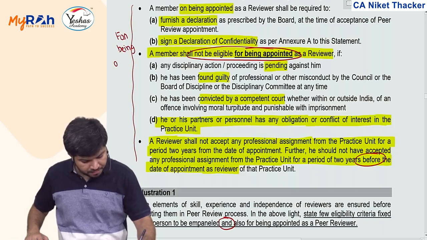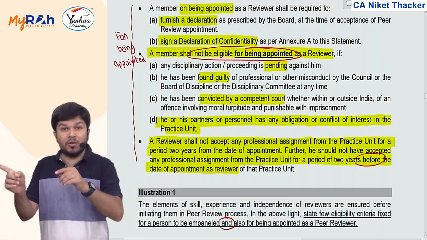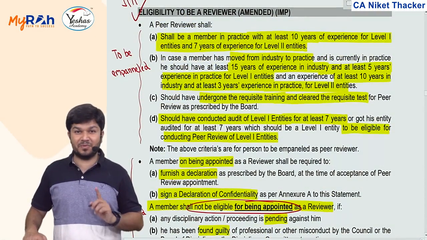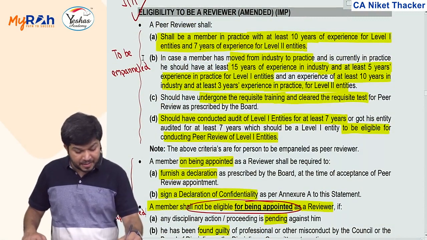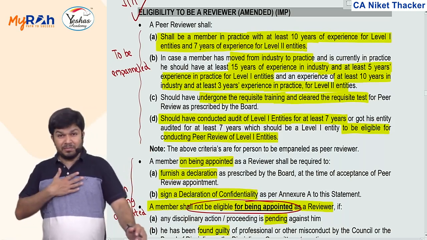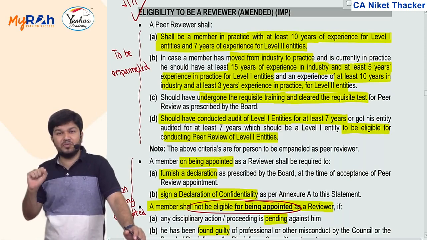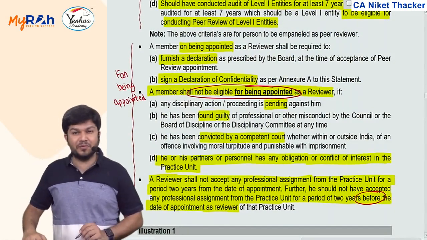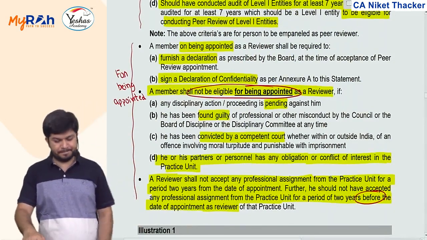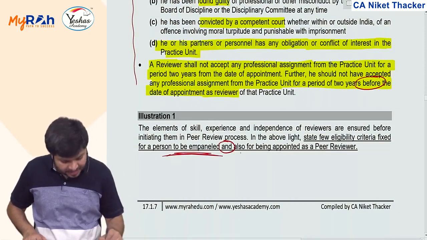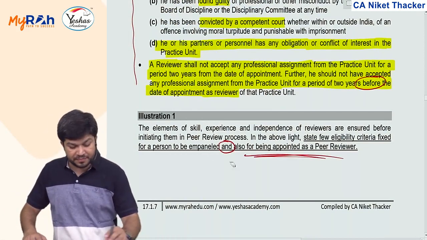I might be in the panel, but if I'm connected with PU, for that PU I cannot be appointed. So for being empaneled is this. See the question: if it is only about being empaneled, don't write only this, don't write others. I might be in a panel, but I am connected with this PU, so they will not give me that review. So for being appointed as reviewer, these are the points. Criteria for a person to be empaneled and for being appointed are two different questions.